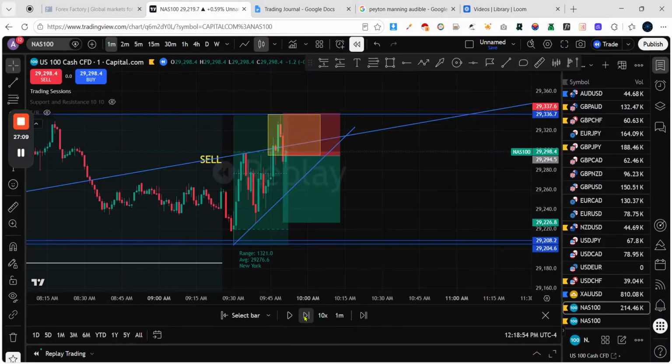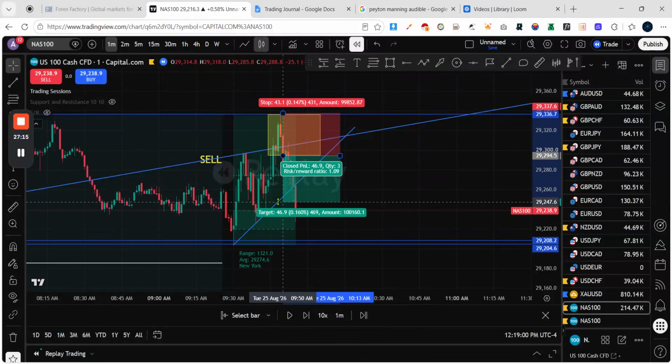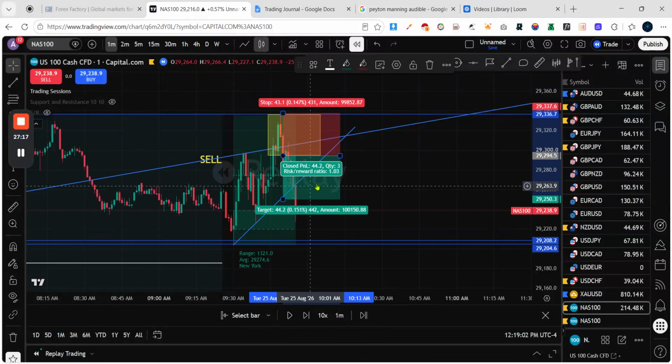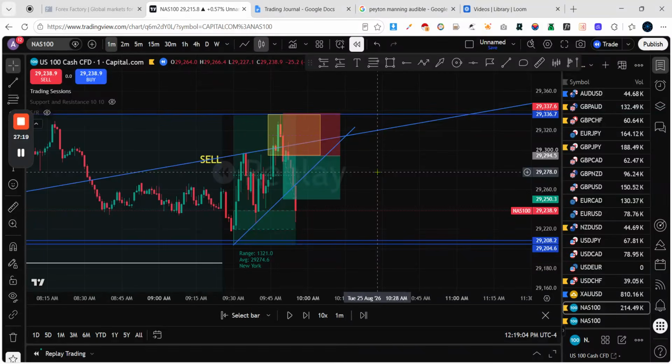Price started coming, start doing his thing. You know what I'm saying? Boom, boom, boom, boom. Once we got down here, I ended up getting out of the trade. I wish I would have held. I just wanted my 1-to-1 for the day. The reason why is because I don't like the market Tuesdays. The market never does what it did today on Tuesdays.